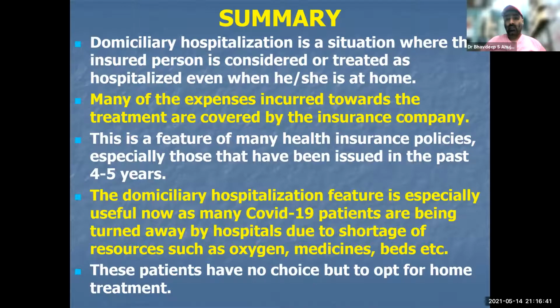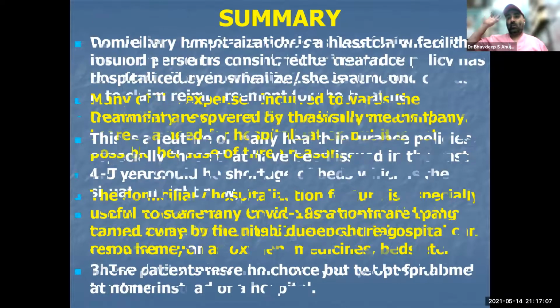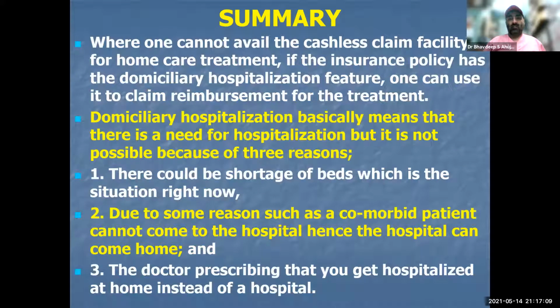Many policies have come up with these plans in the previous 3 to 5 years. In today's times, when many patients are being turned away because of shortage of oxygen, medicines and beds, as we all know, for domiciliary you have no choice but to opt. So it is not just about a recommendation, it is about no choice as well. You have to get treated at home. But of course, if it is a recommended one, the same expenditure would be covered by your health insurance company.